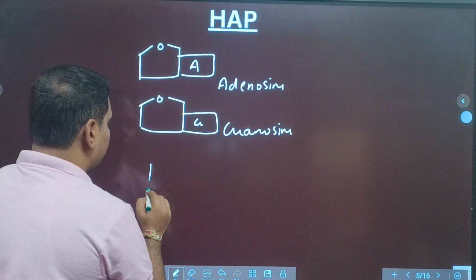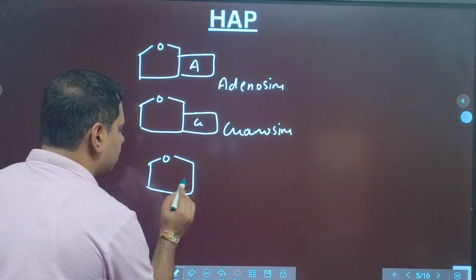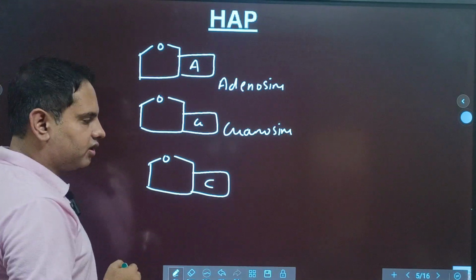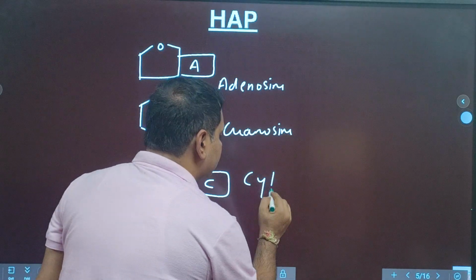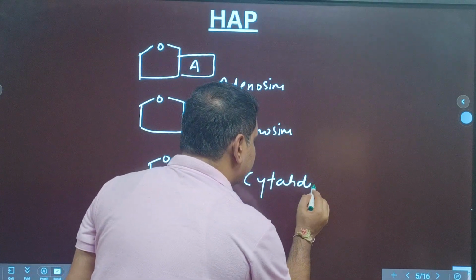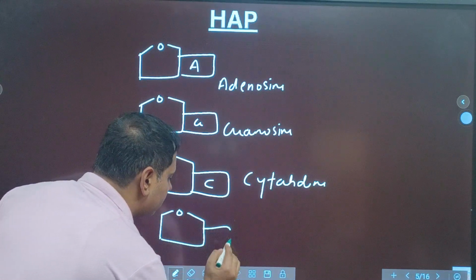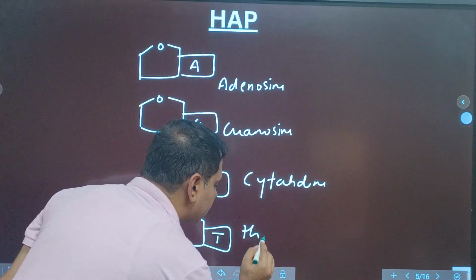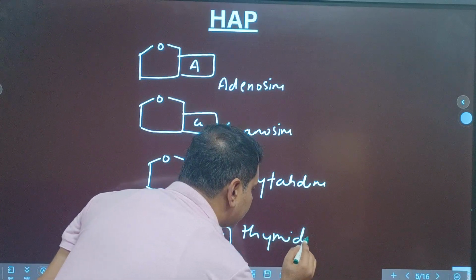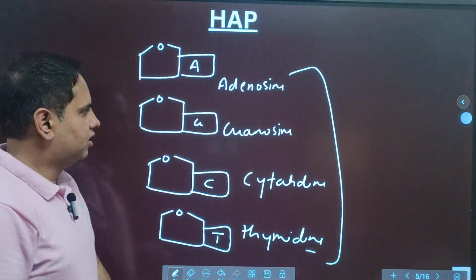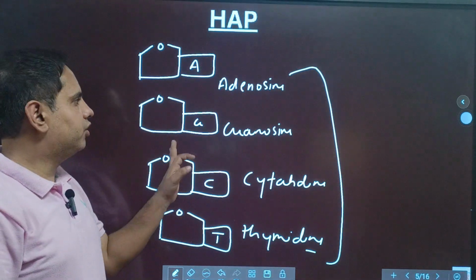Then the sugar molecule attached with adenine, guanine, cytosine, you call it cytidine. When the sugar molecule is attached with thymine, you call it thymidine, right? So these are the nucleosides. Now again, it's not a nucleotide, it's a nucleoside.